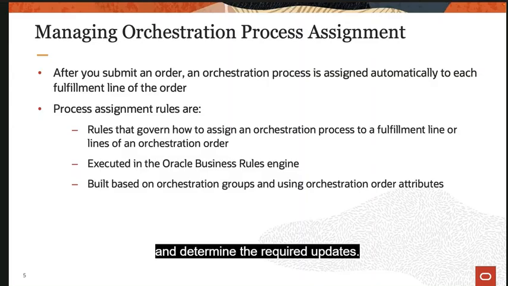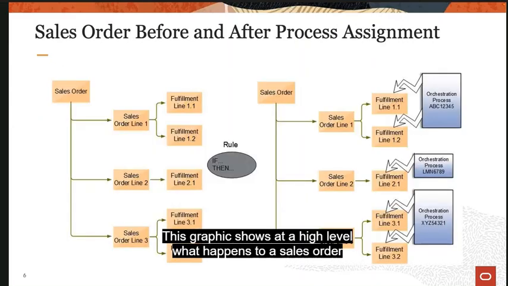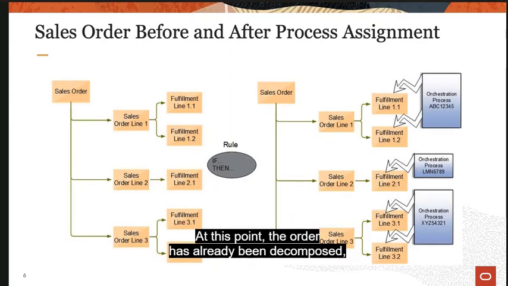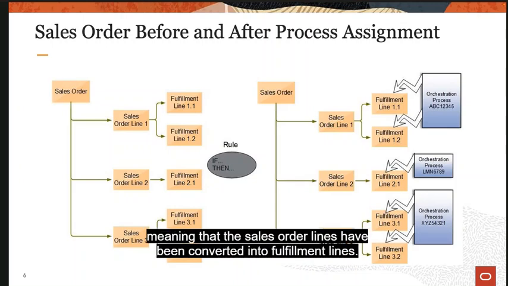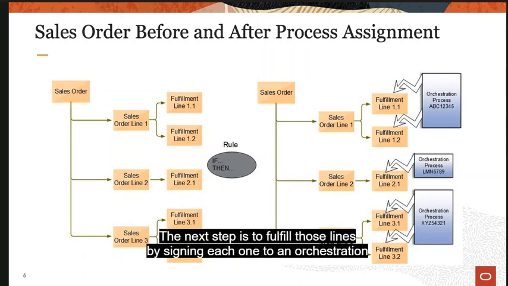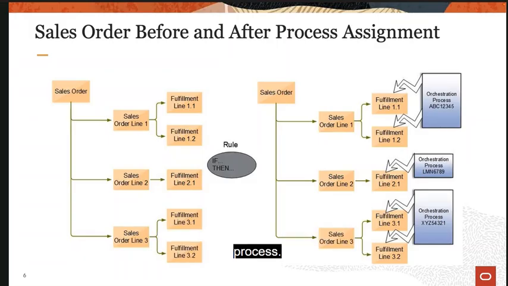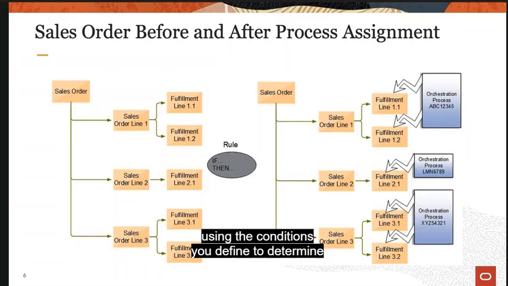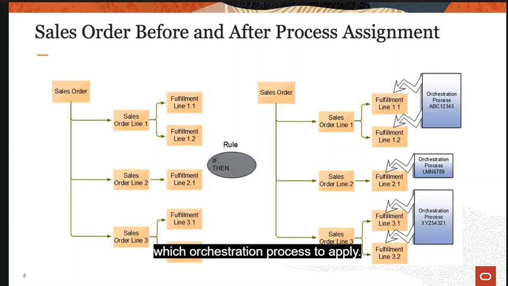This graphic shows at a high level what happens to a sales order after a process assignment rule runs. At this point, the order has already been decomposed, meaning that the sales order lines have been converted into fulfillment lines. The next step is to fulfill those lines by assigning each one to an orchestration process. The process assignment rules you configure do this automatically, using the conditions you define to determine which orchestration process to apply.